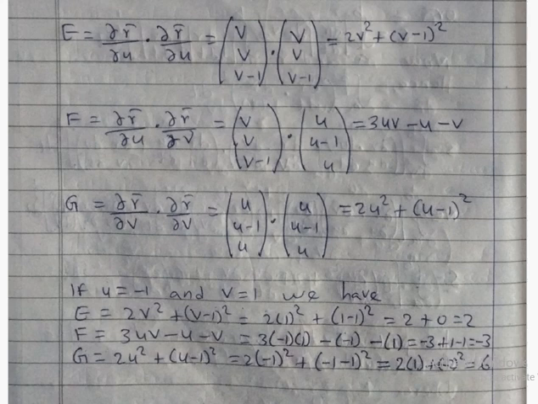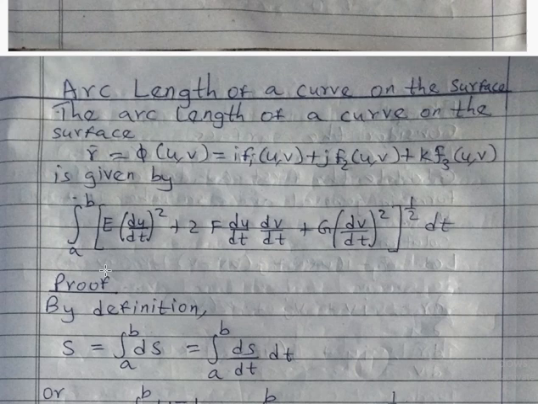So now let's look at the arc length. The arc length of a curve on a surface is given by the integral of the square root of E times the square of du dt, plus twice F du dt dv dt, plus the square of dv dt times G, and we integrate this with respect to t from the point A to the point B.